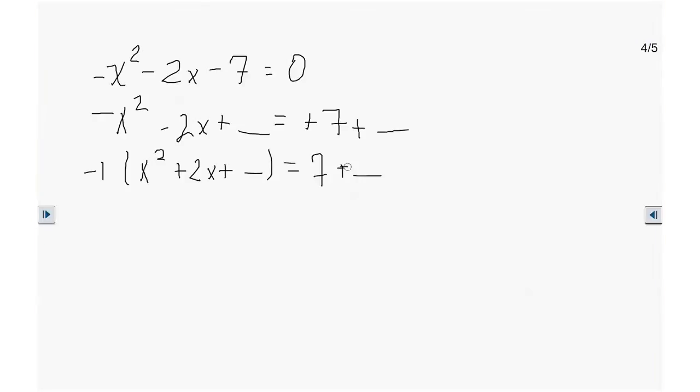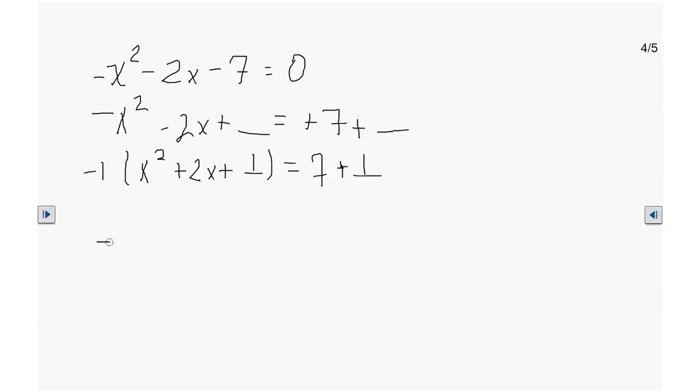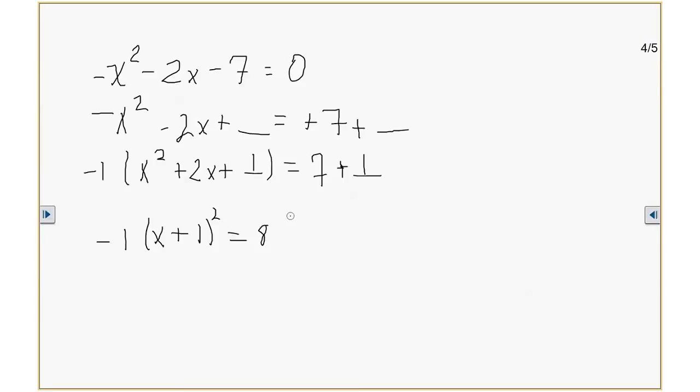All right, what's half of 2? 1. 1 squared is 1, so -1 times x plus 1 quantity squared equals 8. Well, what's the square root of 9? So what do you think the square root of 8 is? 2.8, 2.9? Take your pick, whichever one you want to use.